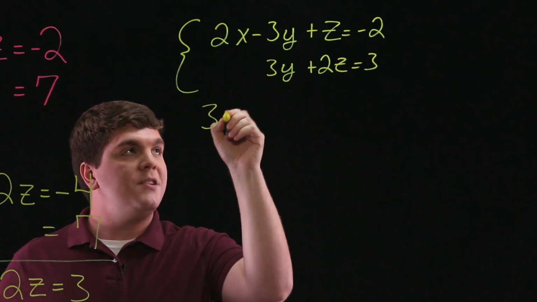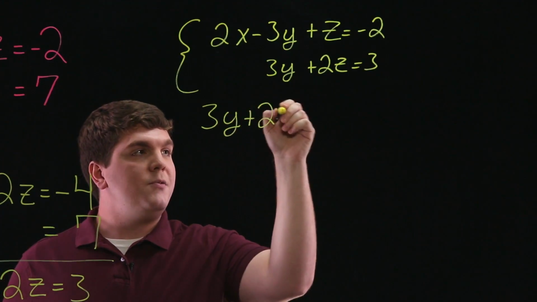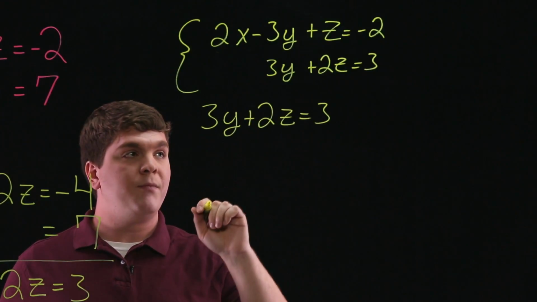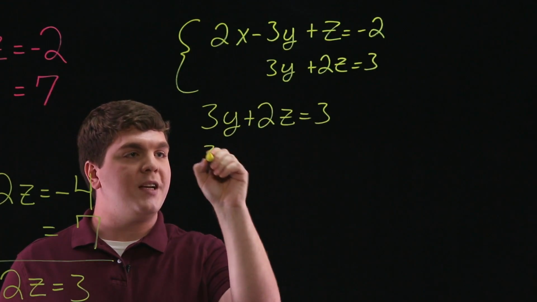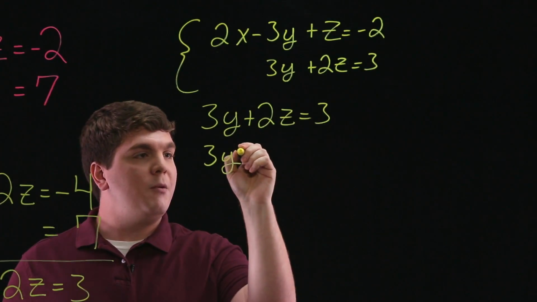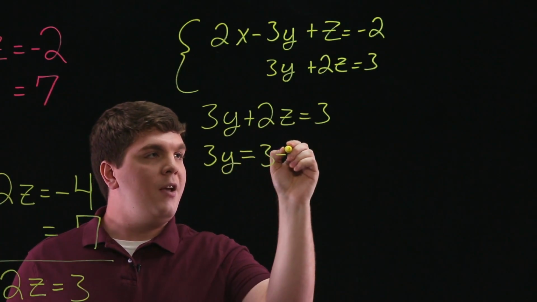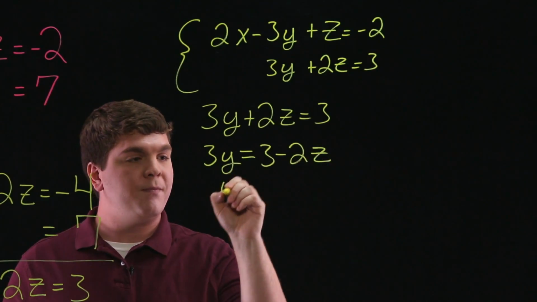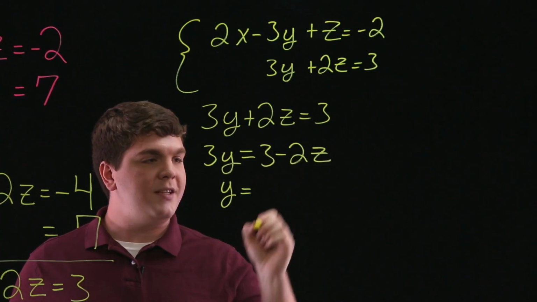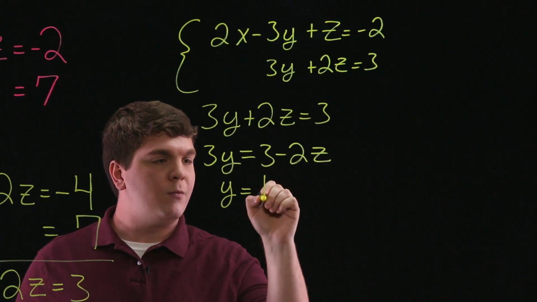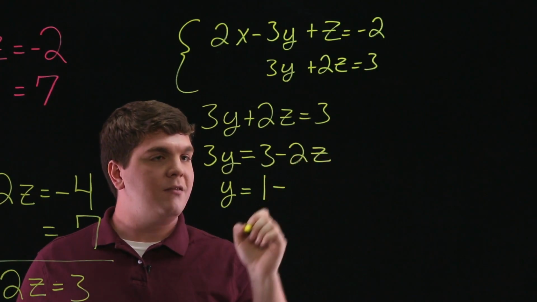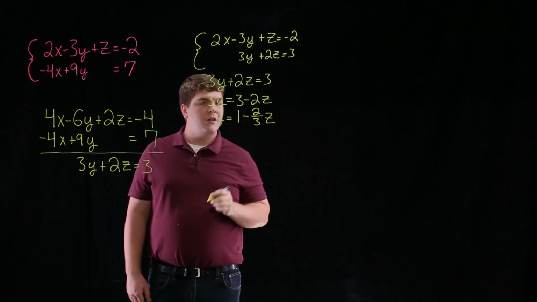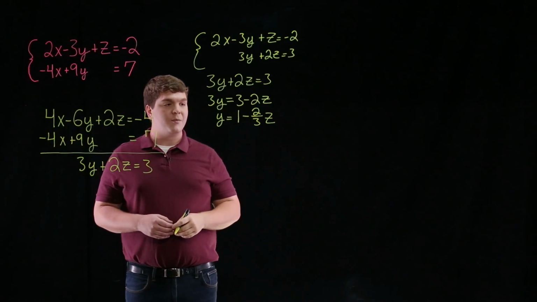So let's consider our second equation, 3y plus 2z equals 3. Our goal here is to solve for y, so we can subtract 2z from both sides of the equation, and we obtain 3y is equal to 3 minus 2z. Finally, we can divide both sides by 3, and we have y is equal to 3 divided by 3, which is 1, minus 2z divided by 3, which we can write as 2/3 z. So now we have y written in terms of z.